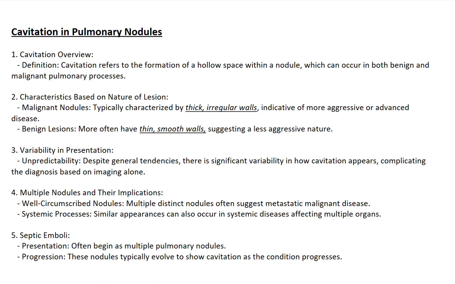4. Multiple nodules and their implications. Well-circumscribed nodules. Multiple distinct nodules often suggest metastatic malignant disease. Systemic processes. Similar appearances can also occur in systemic diseases affecting multiple organs. 5. Septic emboli. Presentation often begins as multiple pulmonary nodules. Progression. These nodules typically evolve to show cavitation as the condition progresses.